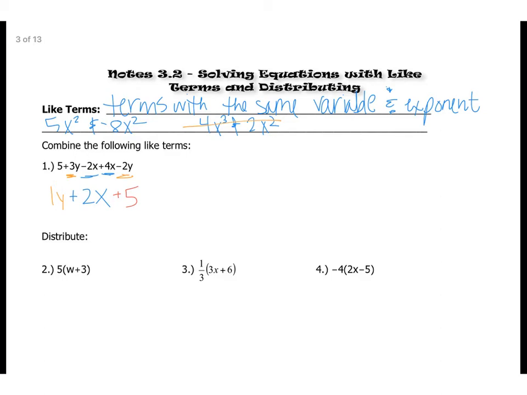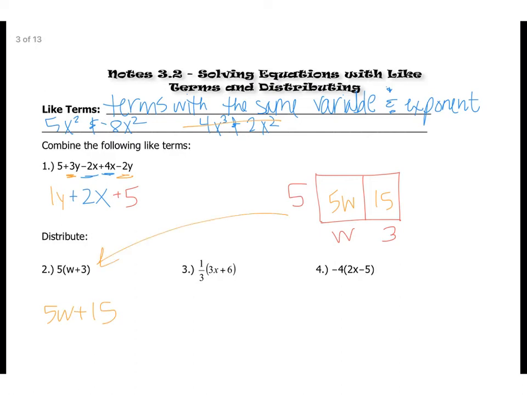Now we're going to work on distributing. I don't know if you have done a lot of distributing with the area model, so I'm going to show you first with an area model. So let's say that I have 5 right here, and I have W and 3 here. Notice how W and 3 combine to make that length of that box. Now we just need to find the area of each individual box. So 5 times W is 5W, and 5 times 3 is 15. So the total area of 5 times W plus 3 is 5W plus 15. So this would be the area model.